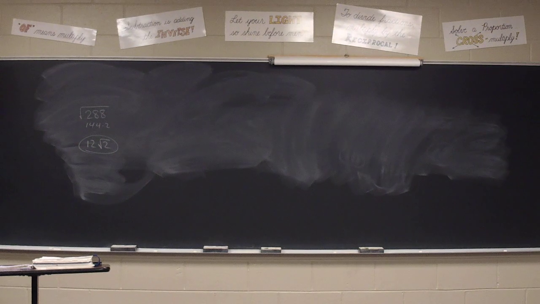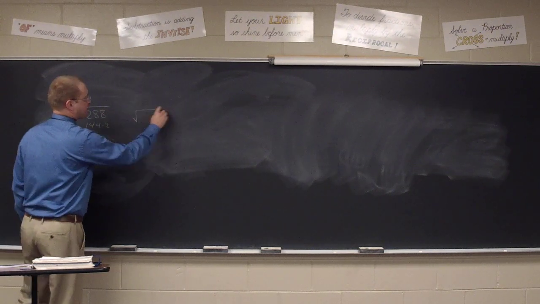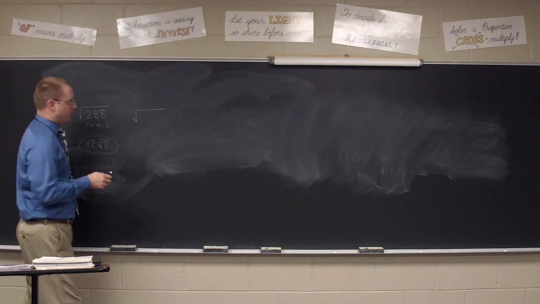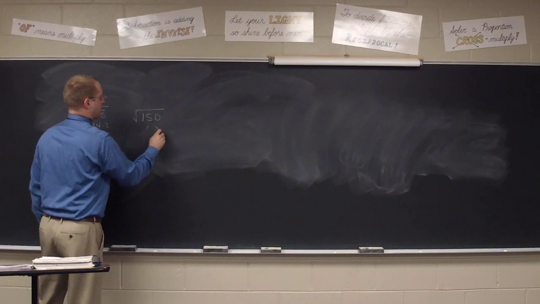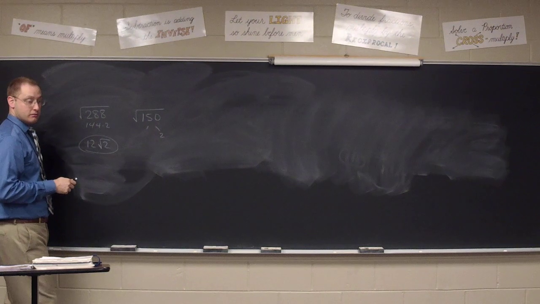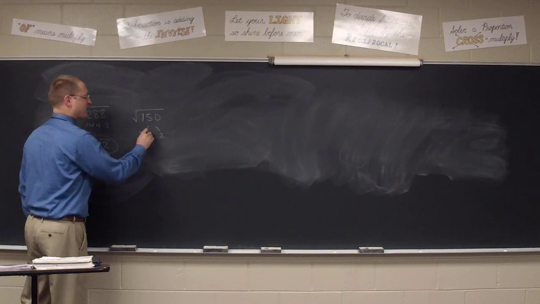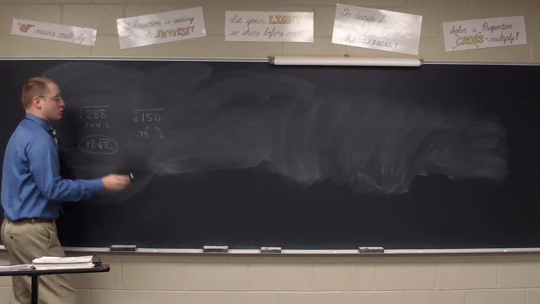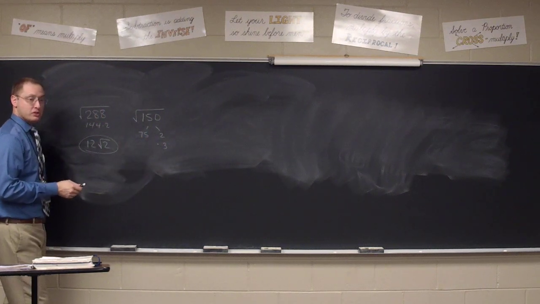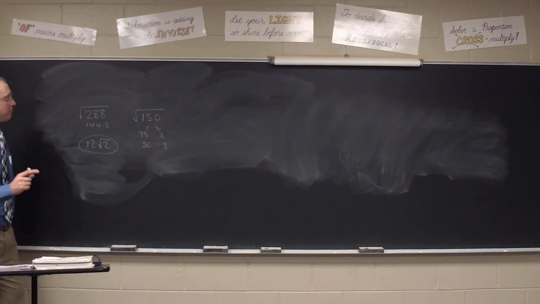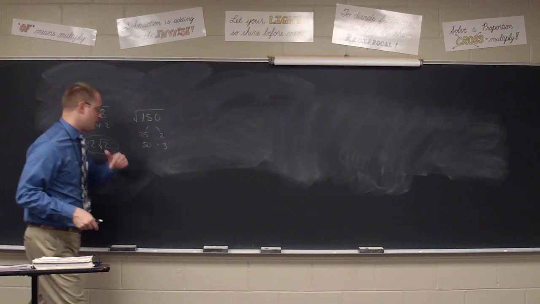What if it hadn't worked cutting it in half? For instance, what if we had something like the square root of 150? What's half of 150, class? 75. Is that a square? Okay, then try cutting it in thirds. 3 times 50. Is that a square? Almost. 49 would be a square, but 50 is not quite a square.